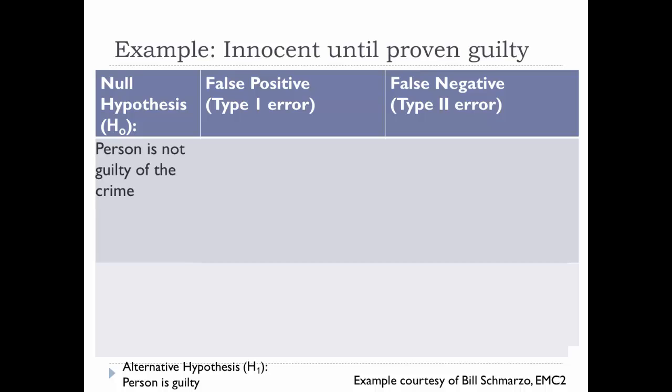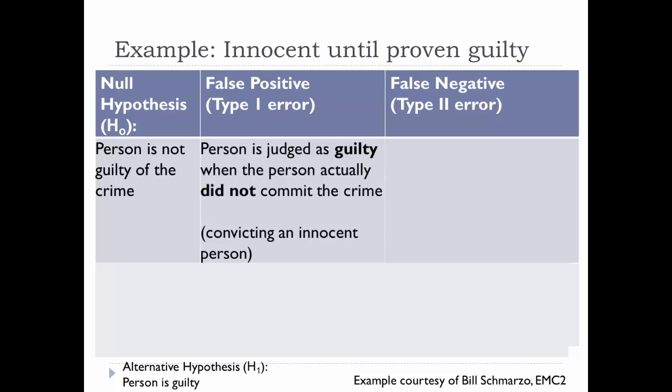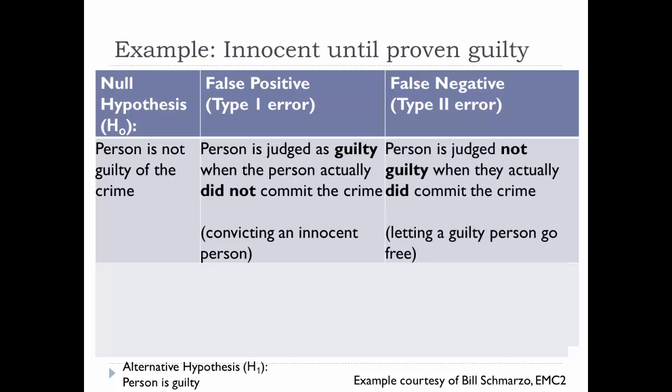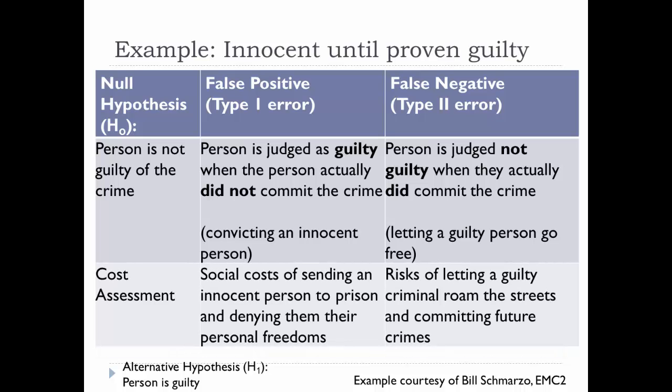Thus, the null hypothesis is that the accused is not guilty of a crime. If the defendant is found guilty when in fact he is innocent, we are convicting an innocent person and committing a type 1 error. However, if the defendant is found not guilty when in fact he is guilty, we are letting a guilty person go free, committing a type 2 error. Looking at the costs associated with each type of error, the U.S. has determined that the costs of committing a type 1 error are worse than the costs of committing a type 2 error.